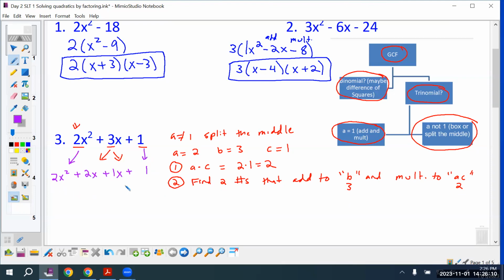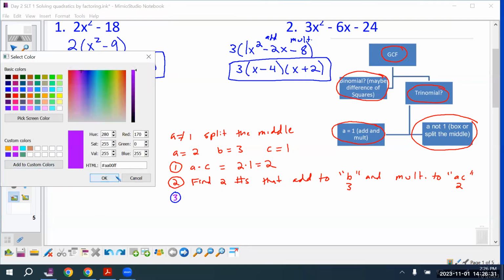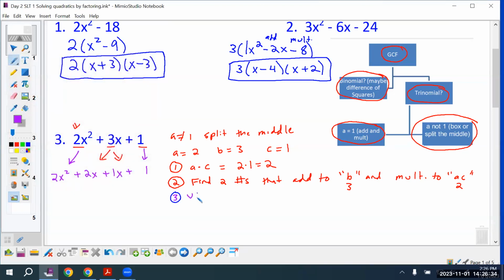Okay, so now step 3. I guess really step 3 was really in purple. Let's write that down. Split the middle terms. We did that in purple.